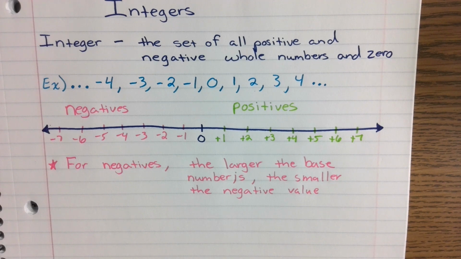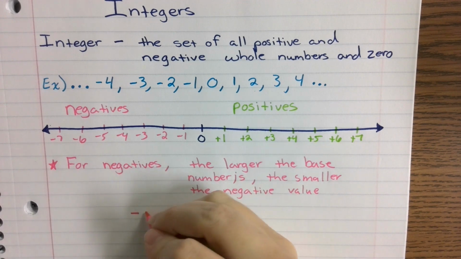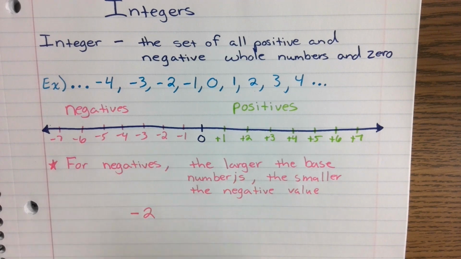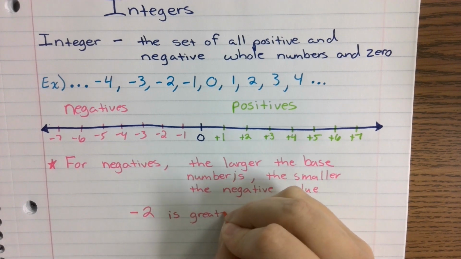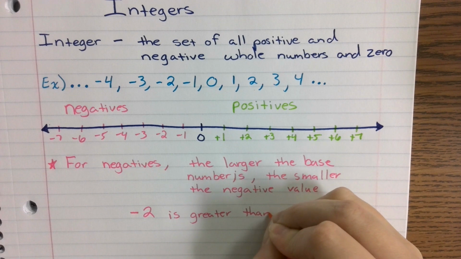And as always, we know positives are always larger than negatives. That's an easy thing. So I'll even write down the example I had before. A -2 is greater than a -7.